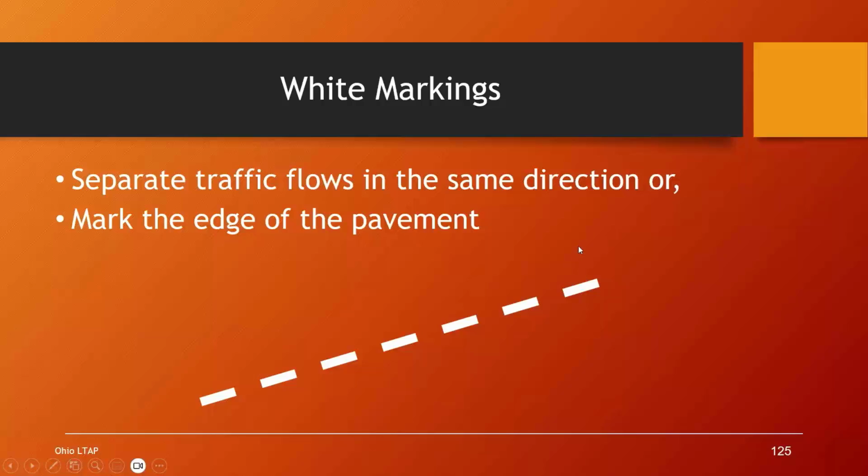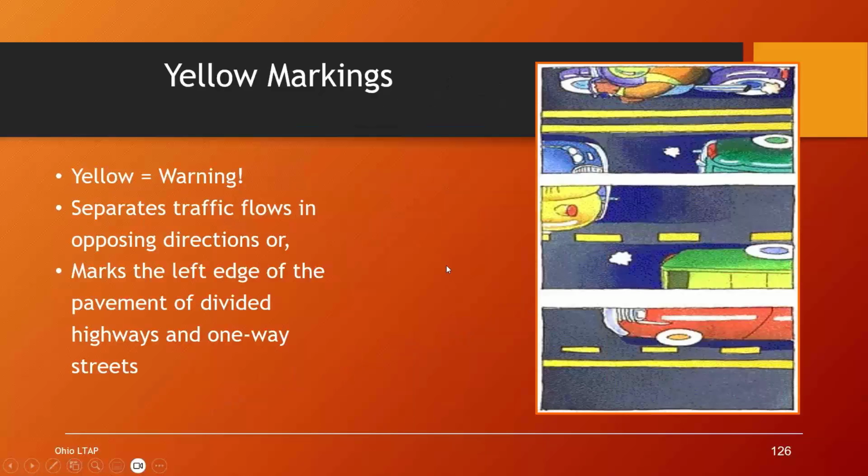But we have different colors of pavement markings. Here's white markings. They separate traffic flowing in the same direction, like this dash line you see, but a solid white line would be on the right edge of the pavement.